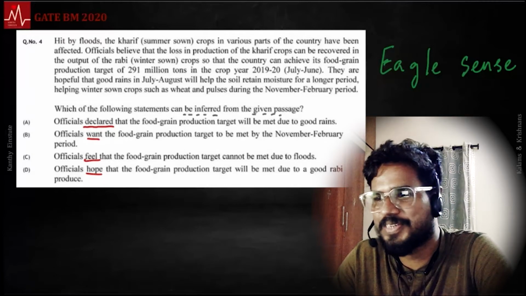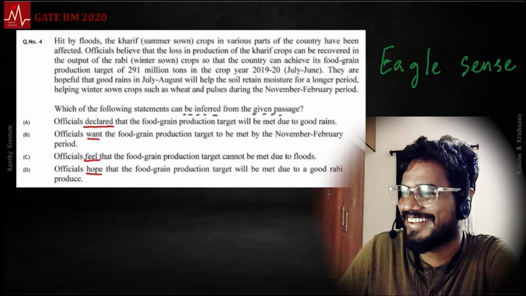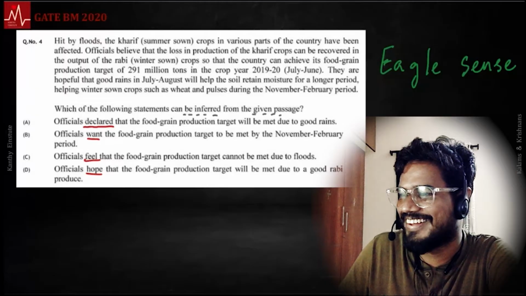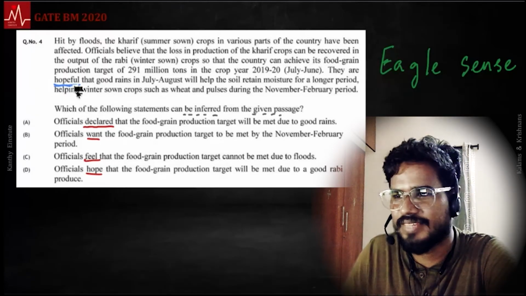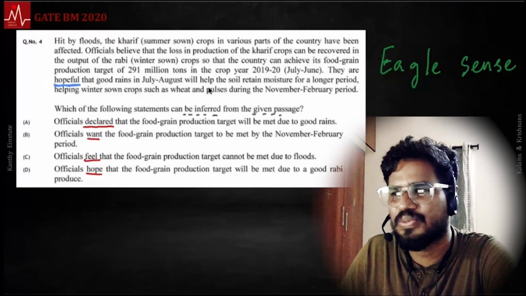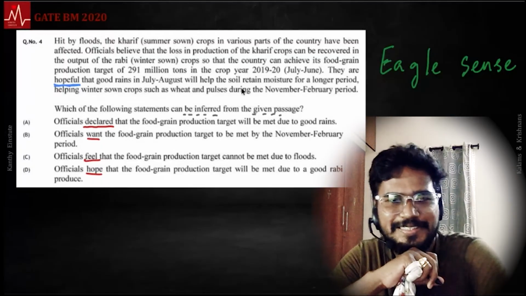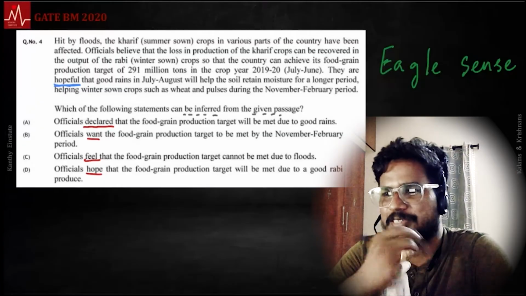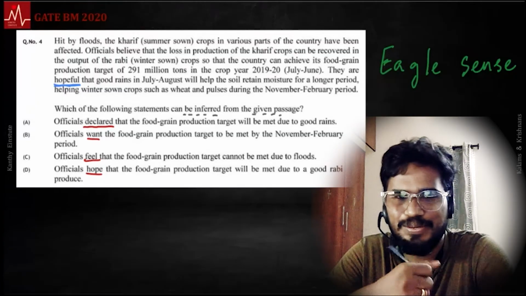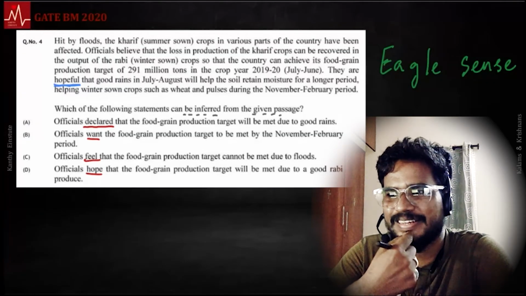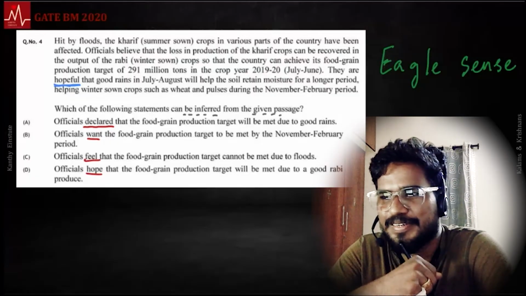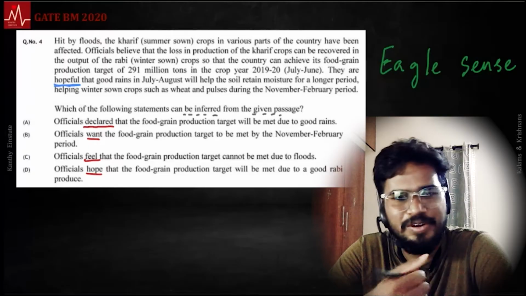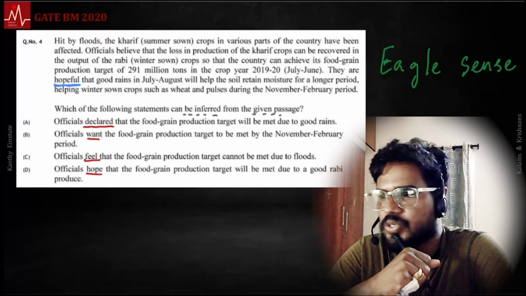Trying to look for these four words in the text. Quickly, I found that word. They are hopeful that the good rain, so and so. The eagle eyes. Is there a systematic way to activate it? No, just like walking, you cannot systematically activate it. If you look for it, it automatically shows up.